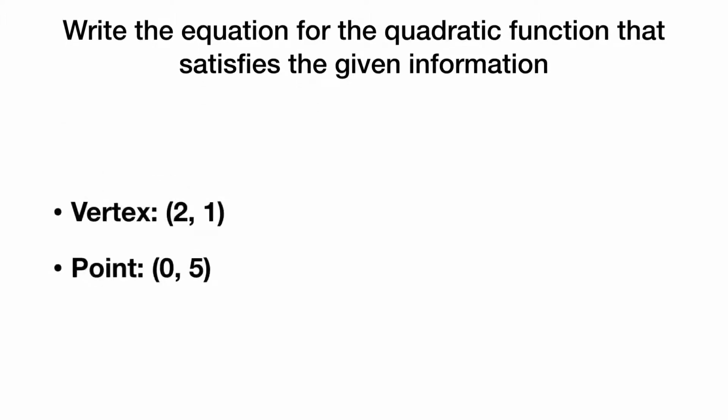So now what we're going to do is write the equation for the quadratic function that satisfies the given information. So let's look at this and decide which version we're going to want to use. Here's our first problem. We have a vertex and a point. Since we only have 2 points and one of those points is a vertex, that means we will be using vertex form.